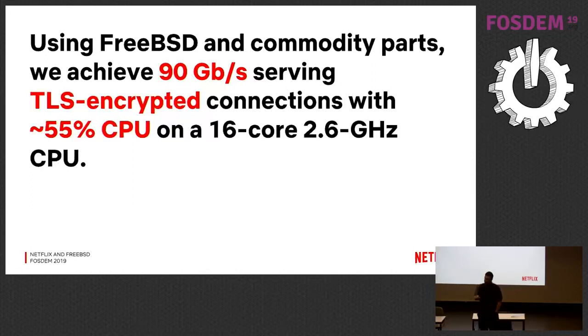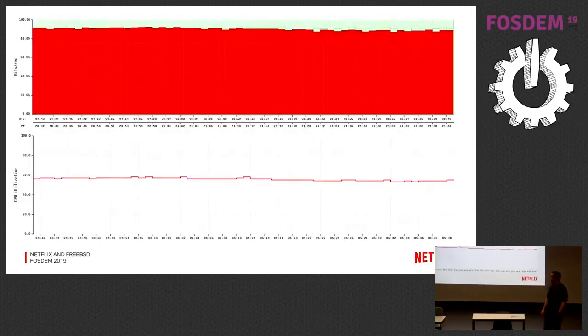So we would consider 90 gigabits per second to be our target for this platform, and we can do that with roughly 55% CPU usage. And here's some graphs that show that. You'll see that the bandwidth is hovering right around 90 gigabits per second, and the CPU utilization is right around 55. And this is measured in an actual system serving production traffic. This is not a synthetic benchmark. This is what we get in production.